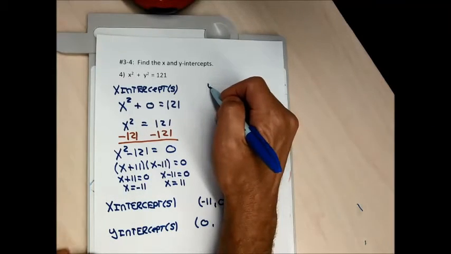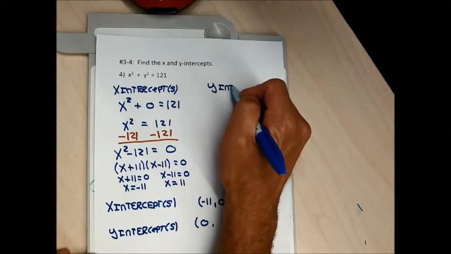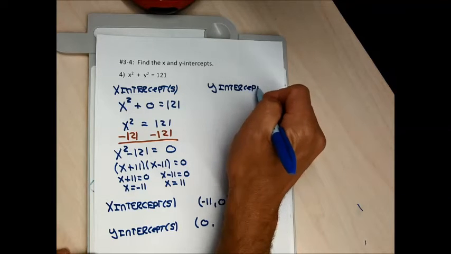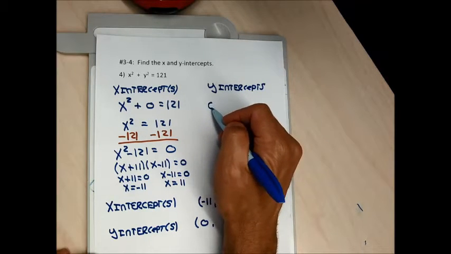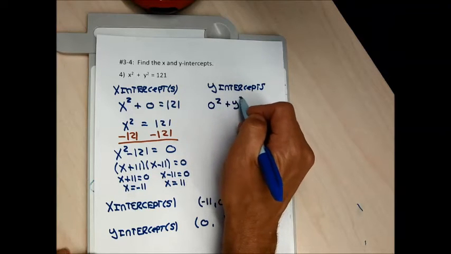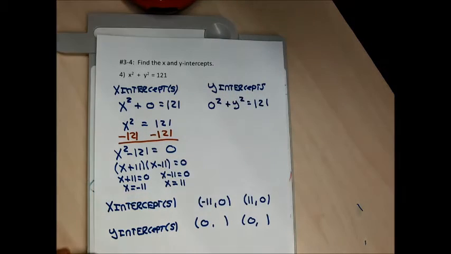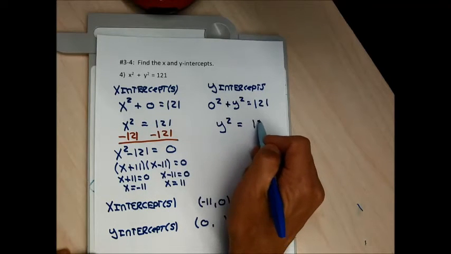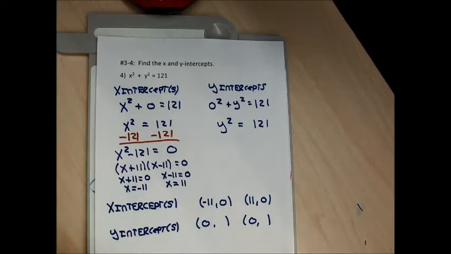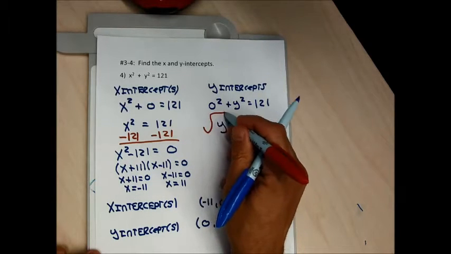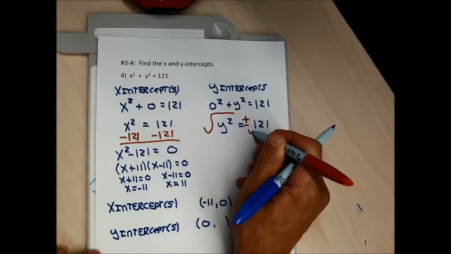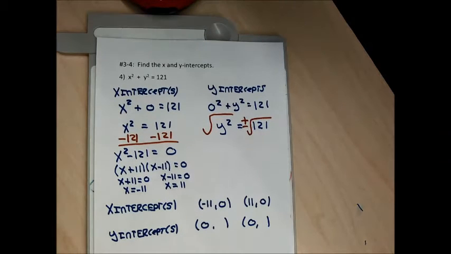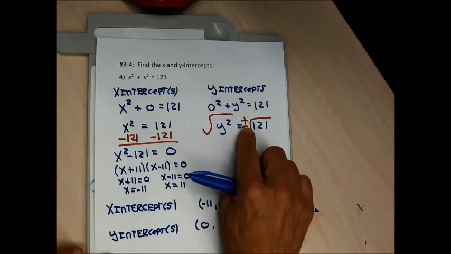The algebra that I could have done that gives me the intercepts quicker, but you have to be careful, I'll do for the y-intercept. For the y-intercept, I'm going to plug 0 in for x and get 0 squared plus y squared equals 121. This will give me y squared equals 121. And I could do exactly the same algebra that I did for the x's. I could set it equal to 0 and do the factoring. The quicker way to do it is to square root, plus or minus square root. The danger with solving it by square rooting plus or minus is if you forget the plus or minus, you'll only get one of the two intercepts.